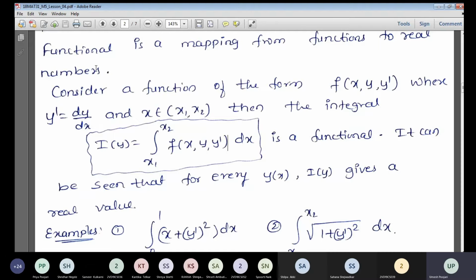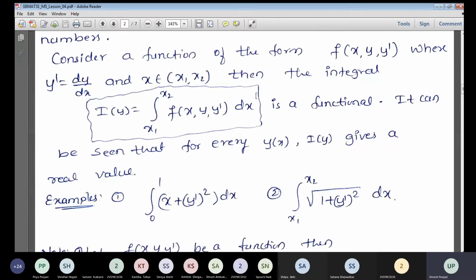So how many variables do you have? Three variables. One is x, second one is y, third one is y dash, and you are integrating with respect to which variable? x here. Okay, so here you can take any value for y of x. Suppose y of x is any function, then this integral gives some real value. Here I am giving just an arbitrary example, the standard form. Suppose in place of f of x comma y dash you take any function and the integral limits x1 to x2 are any constants, then after simplification of this particular integral, you will get some real value.